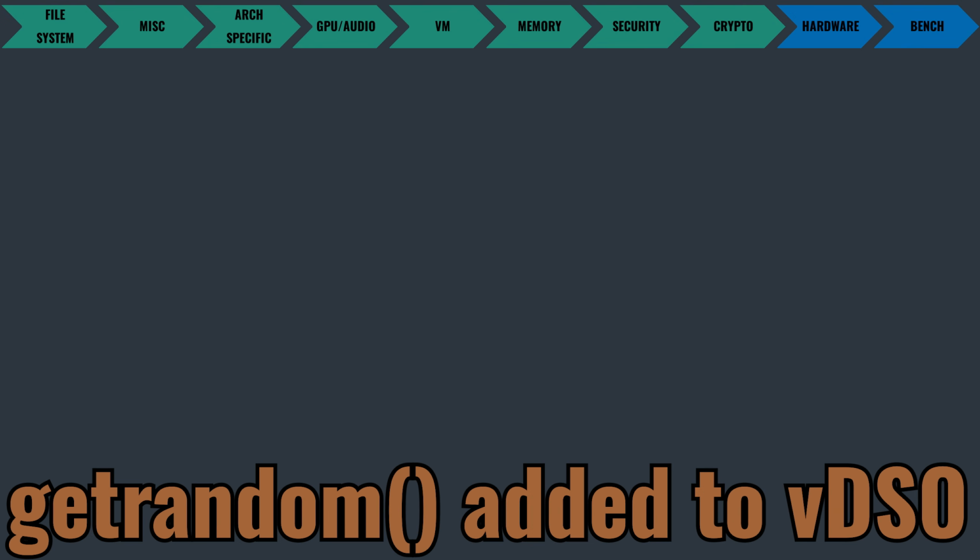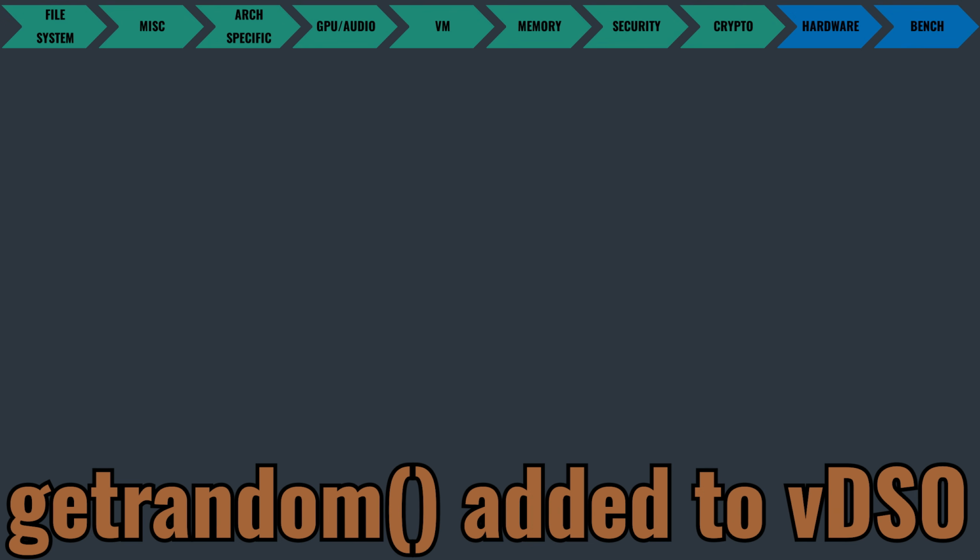Now, the vDSO stands for virtual dynamic shared object. It's a small shared library that is automatically mapped in the memory space of all user space applications, meaning that all applications that run on Linux have access to the vDSO.